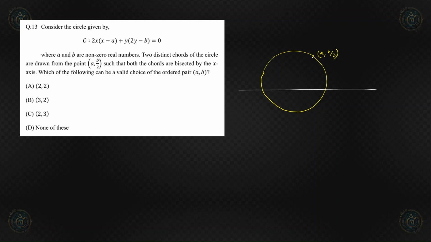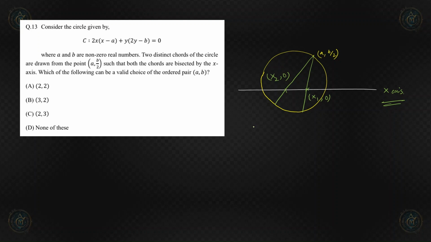So if we have two distinct chords passing through this point, then both of these chords are bisected by the x-axis. This is the x-axis. So this chord is bisected at this point. Let's say this point's coordinate is (x1, 0), and this point here is (x2, 0). Then we have to select a valid choice of the ordered pair (a, b).